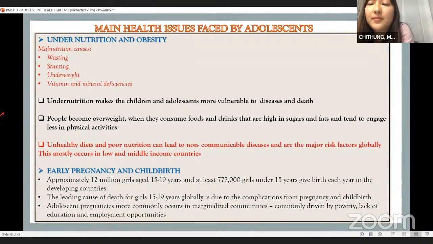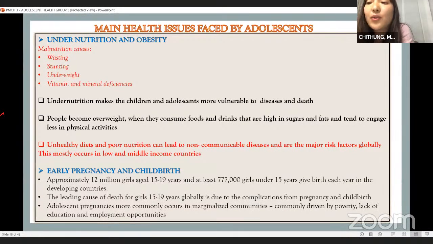Undernutrition and obesity. Malnutrition causes wasting, stunting, underweight, and vitamin and mineral deficiencies. Undernutrition makes children and adolescents more vulnerable to disease and death. People become overweight when they consume food and drinks that are high in sugar and fats and tend to engage less in physical activities.